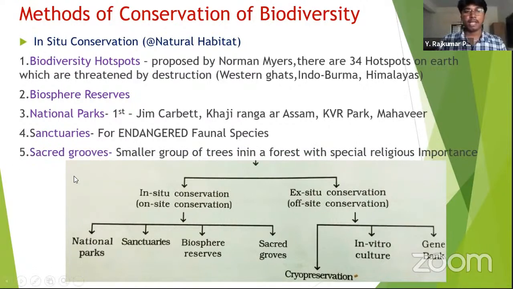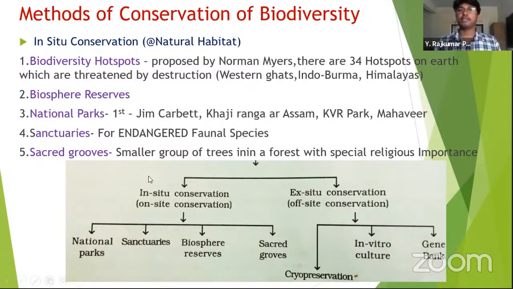Examples you can see here. And the next one is sacred groves. Sacred groves means a smaller group of trees within a forest with a special religious importance. In some regions, religious activities go on, and in that region, if they have planted trees especially for the worship of God, they are called sacred groves. There is a need for protection of these sacred groves as well, because those plant species are rare and they are endangered.